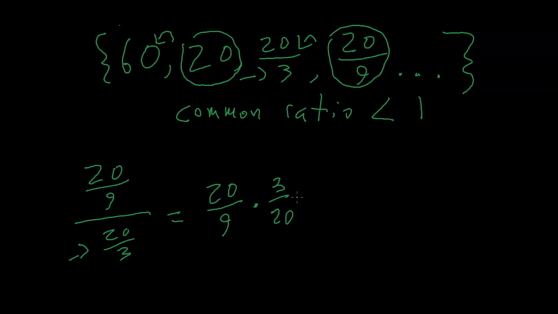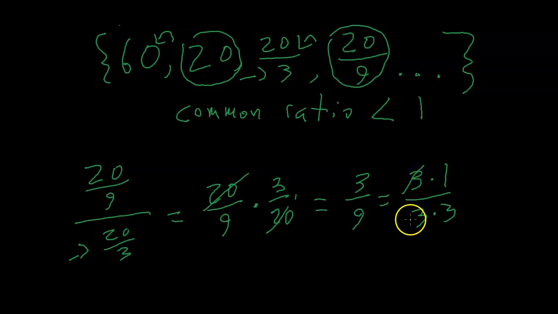Okay, let's see. Automatically, we can notice that these factors of 20 are going to cancel out. That's going to be 3 over 9. Well, we should recognize that 9 has a factor of 3. In fact, it's 3 times 3. So this becomes 3 times 1 divided by 3 times 3. One factor of 3 will cancel out. And once again, we'll get our common ratio of positive 1/3.